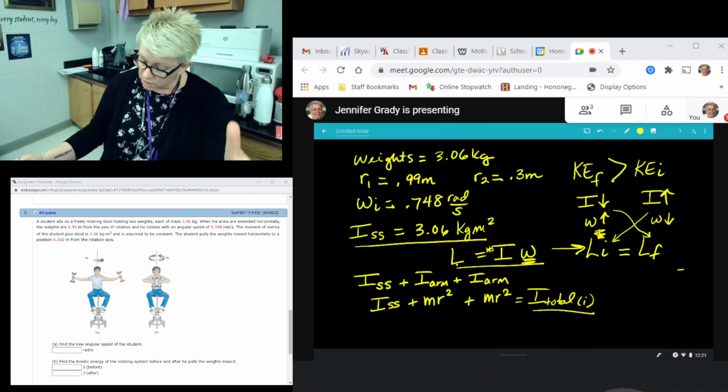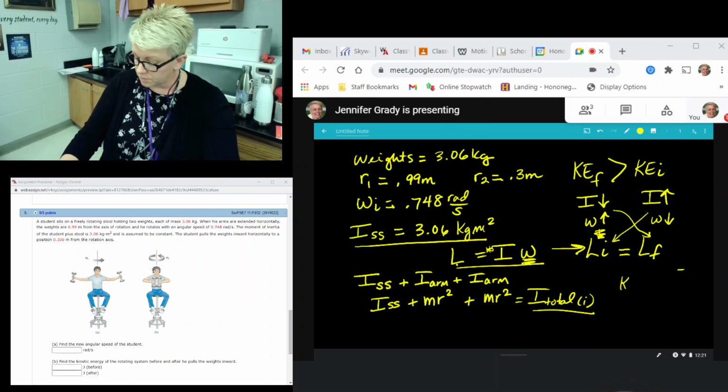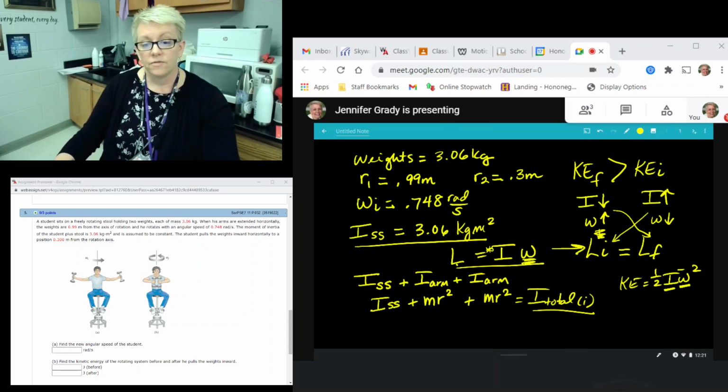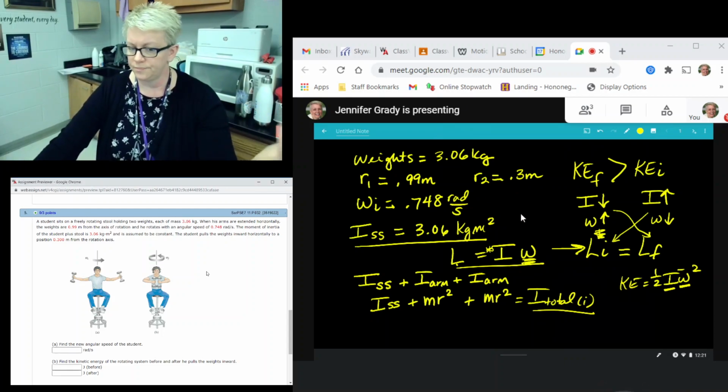However, once I know the inertia to start with, I can certainly find the kinetic energy before. Our kinetic energy formula is pretty close. It's got the same stuff in it as we know. So take your initial angular velocity, the inertia you've just calculated, and figure out the initial kinetic energy.